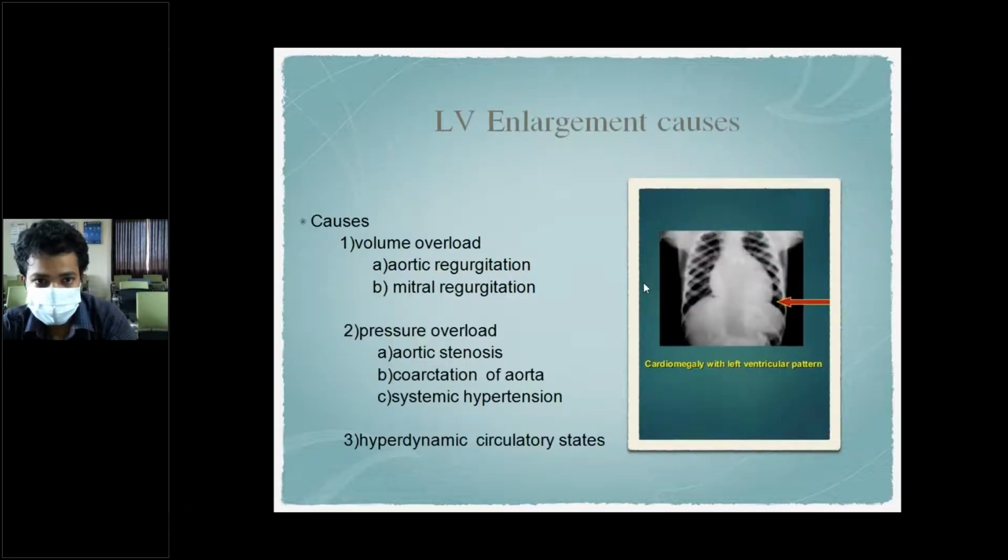The causes of left ventricular enlargement are volume overload by aortic regurgitation and mitral regurgitation, and pressure overload seen in aortic stenosis, coarctation of aorta, and systemic hypertension. The third one is hyperdynamic circulatory states. This is the PA view of a chest radiograph showing cardiomegaly with a left ventricular pattern of enlargement.